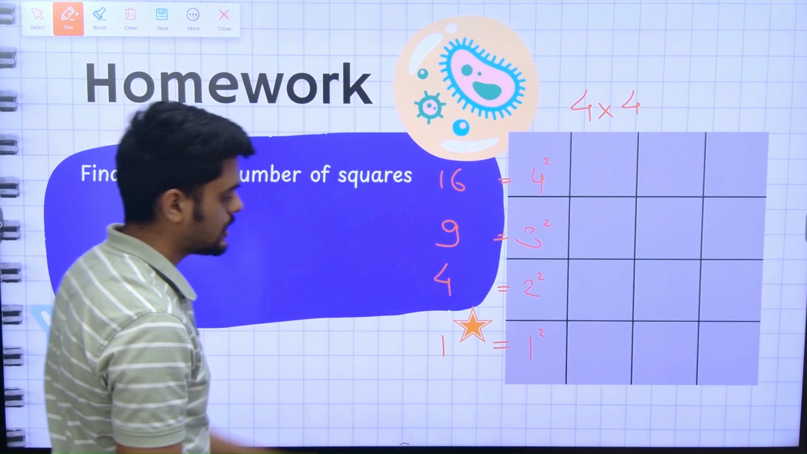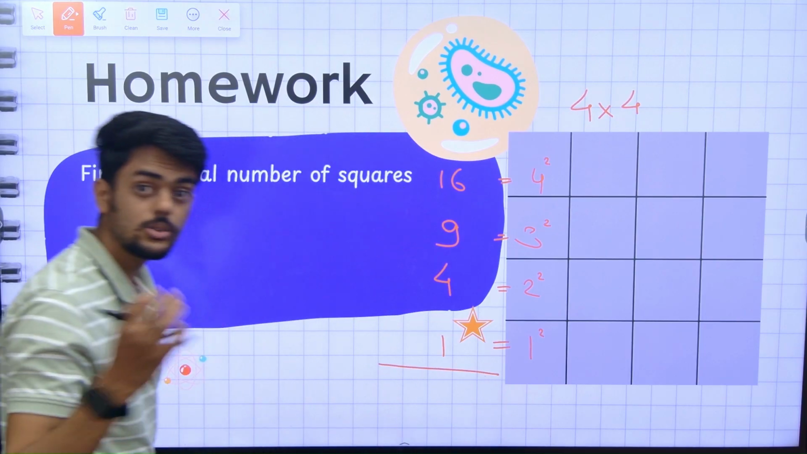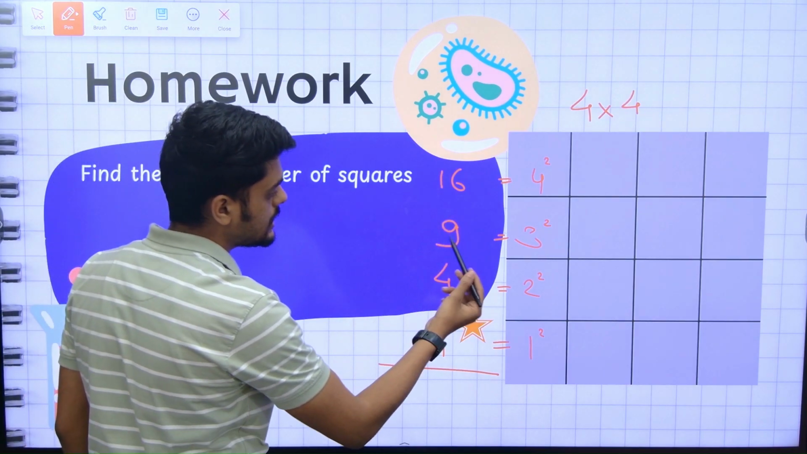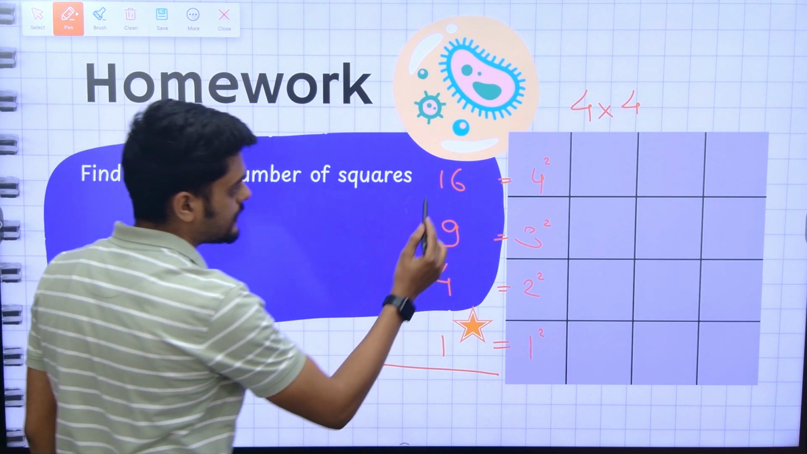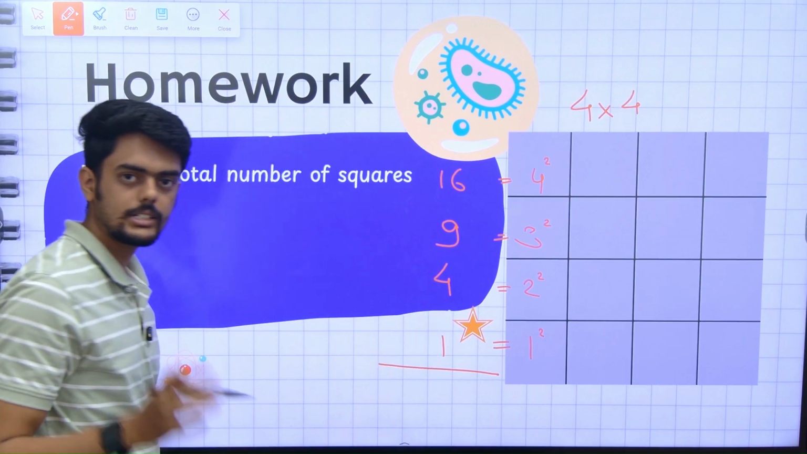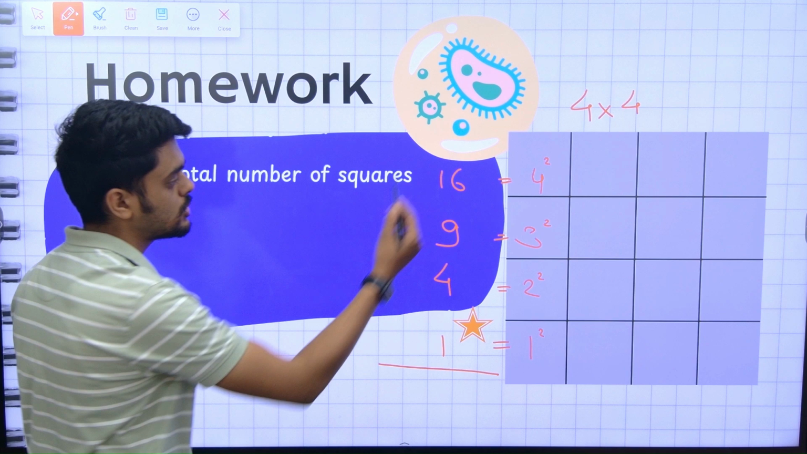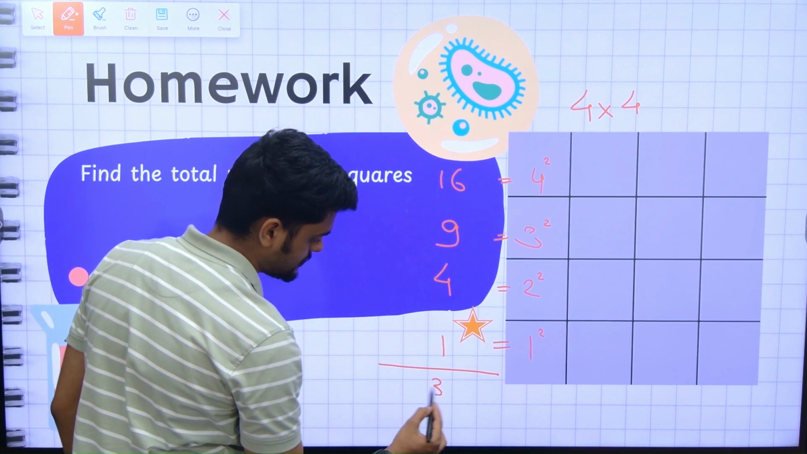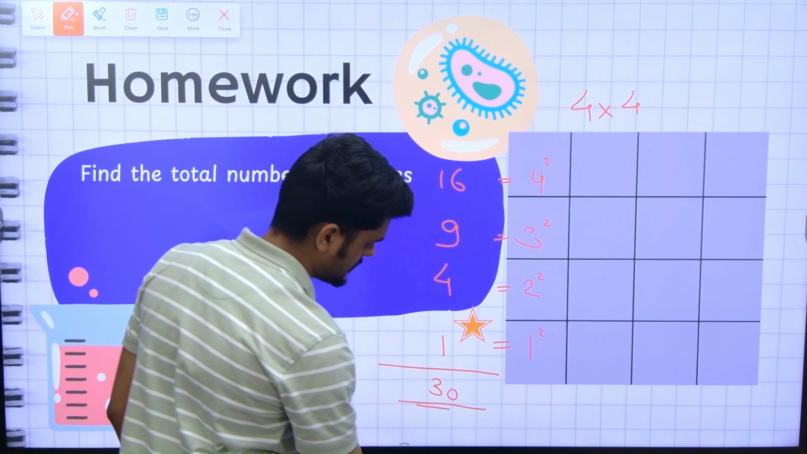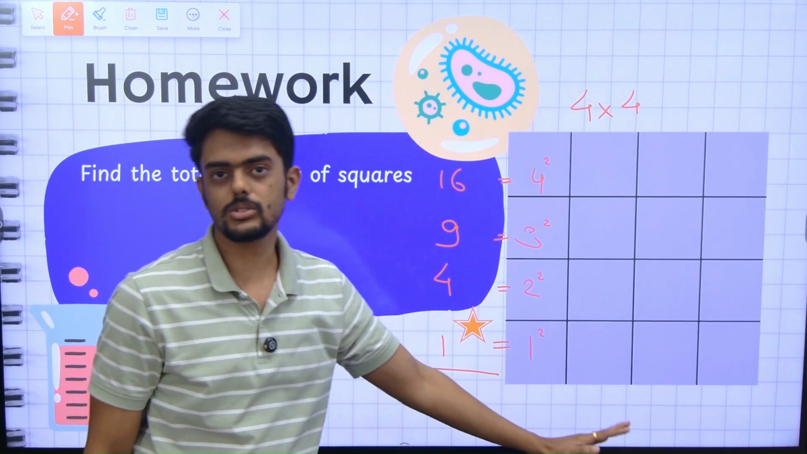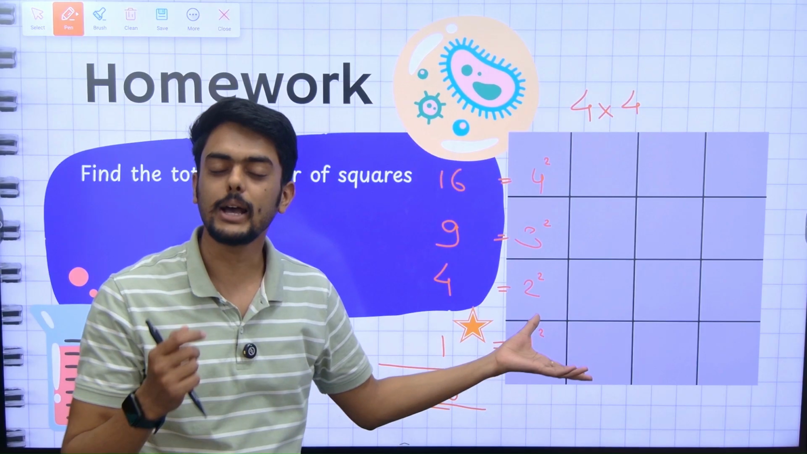Now add all of them. How are you going to add? You are going to do the smart work. You won't be adding 16 plus 9. No. At first you will add 16 plus 4, that is 20. Now 9 plus 1 is 10. So 20 plus 10 is going to be 30. And this is your answer. There are a total of 30 squares in this given fantabulous figure.